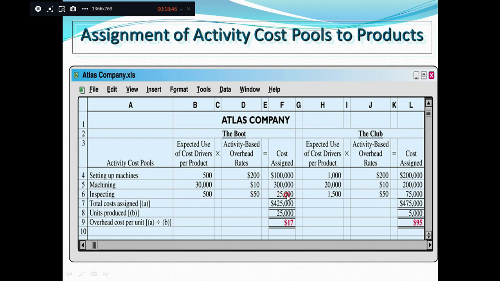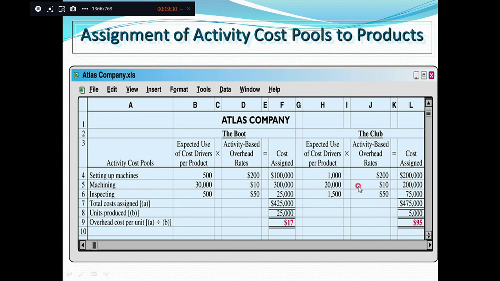Then we'll get 25,000. And in the club, the 1,500 inspections were made, and each cost is 50. Then we'll get 25,000. Then the summation will give the total cost assigned to each of the products. 425,000 is for the boot, and the remaining 475,000 is for the club, for a total of 900,000 indirect cost allocated. Then units produced: 25,000 in the boot as given in the earlier slide, 5,000 in the club. Then the unit cost is 17 for the boot and 95 for the club.